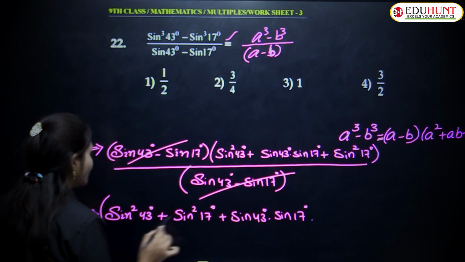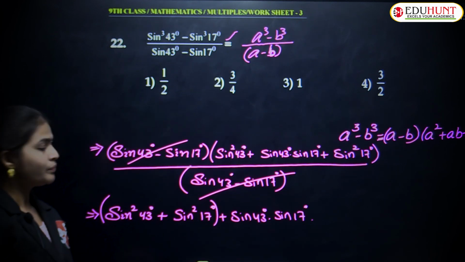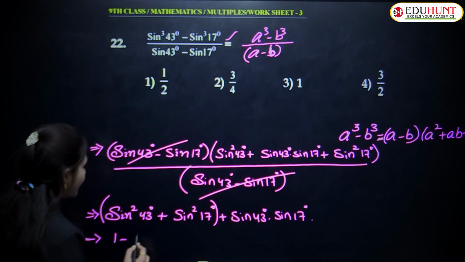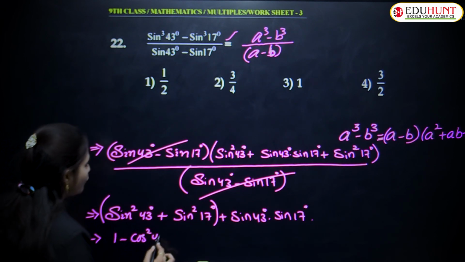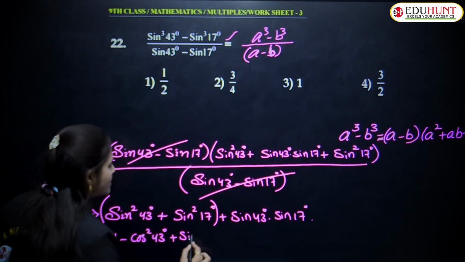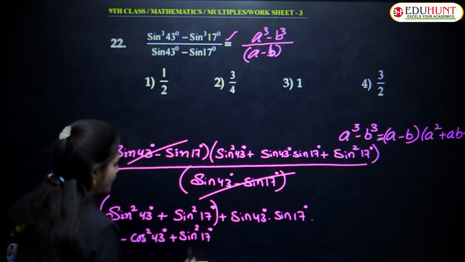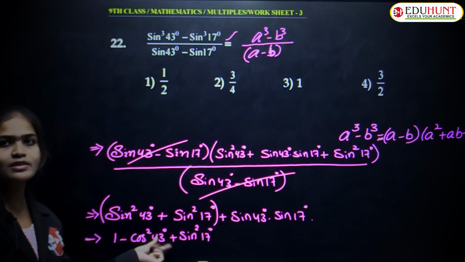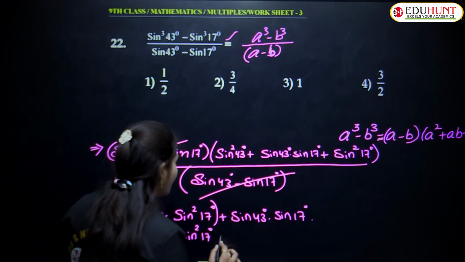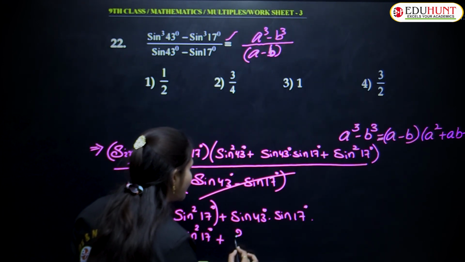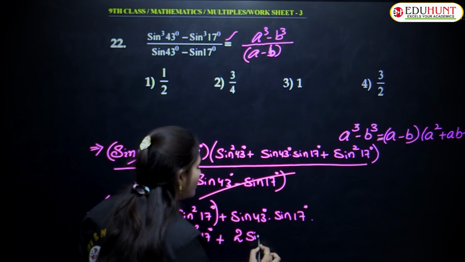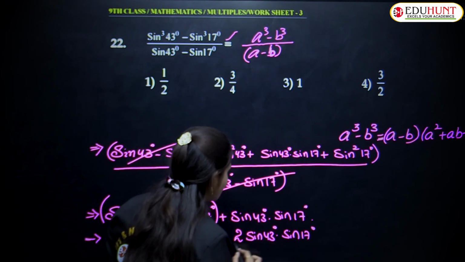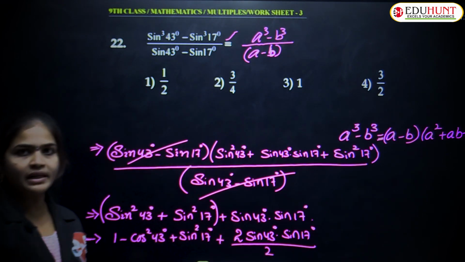Now I want to take these two terms together. Sine square 43 degrees we can write as 1 minus cos square 43 degrees, plus sine square 17 degrees. Clear? I changed sine square 43 degrees as 1 minus cos square 43 degrees. Plus, this term I want to multiply and divide by 2, so sine 43 degrees into sine 17 degrees whole by 2. Am I clear to you?